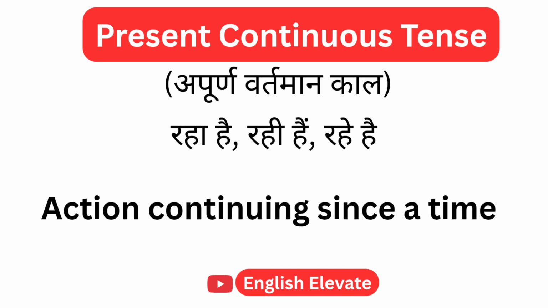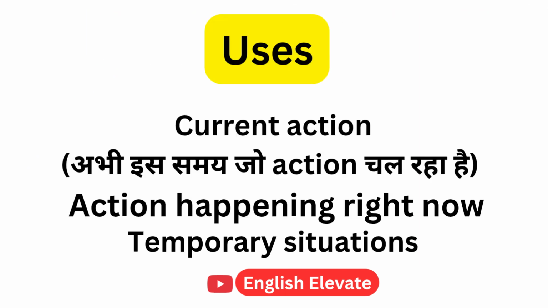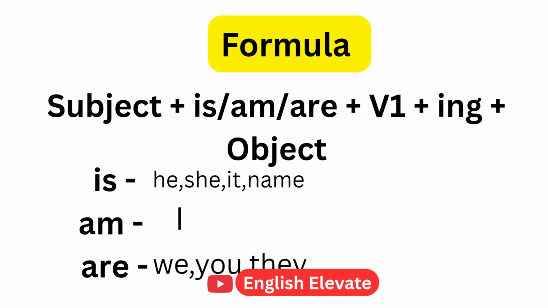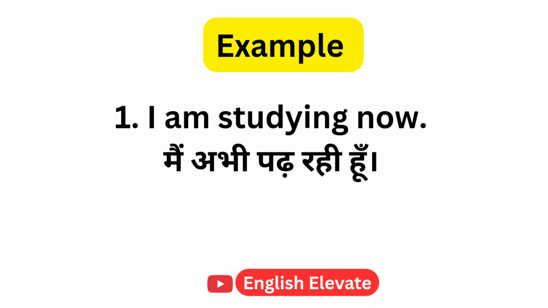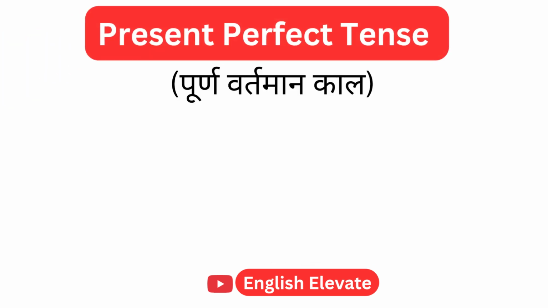Second tense is present continuous tense. The present continuous is used for actions happening right now. The structure is subject plus SMR plus verb का ing plus object. And the example is I am studying now. Second, they are playing football.